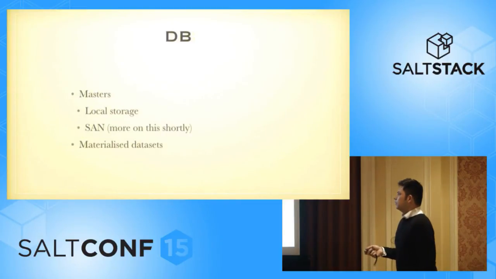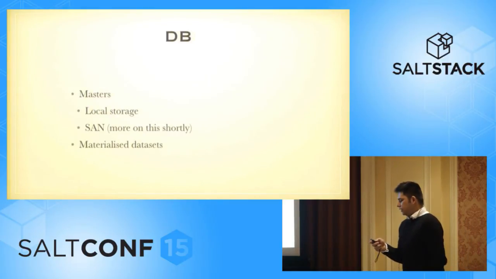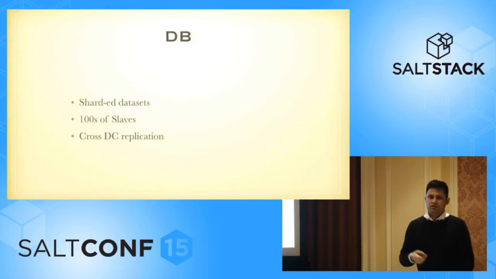Essentially, we have many masters with local storage and some masters which are on SAN. And we have materialized data sets, like I said, which are denormalized data sets, which are sharded. And we have hundreds of slaves. We have cross-DC replicas so that if a data center goes sideways, we can always move to another one.